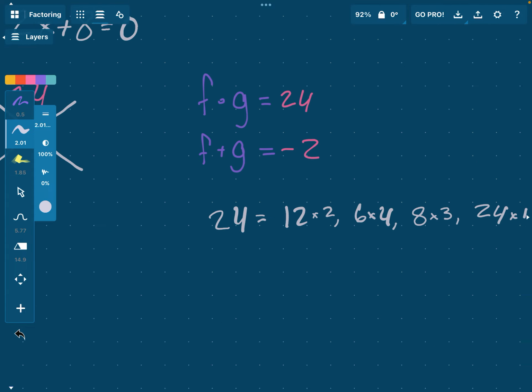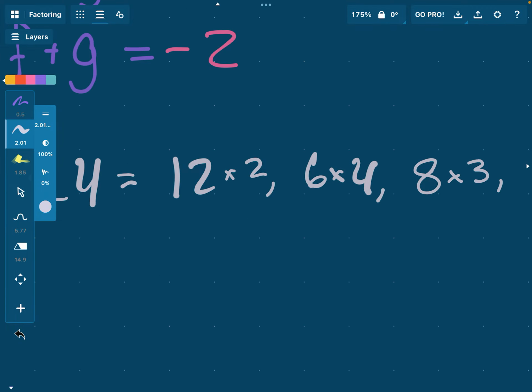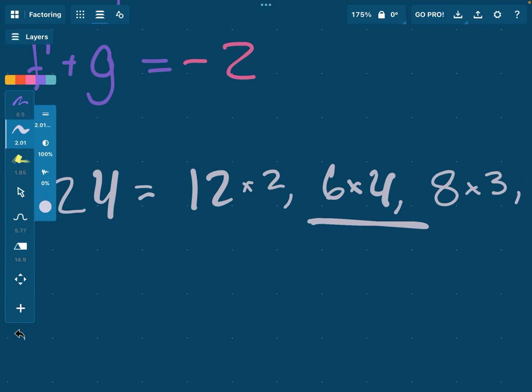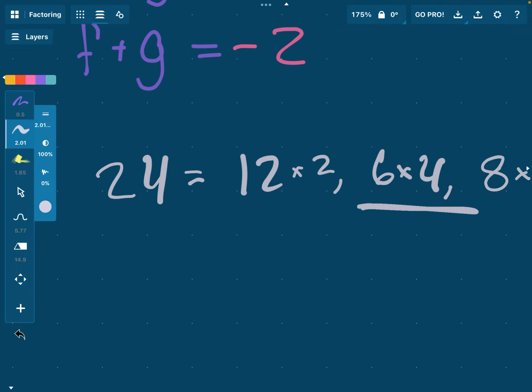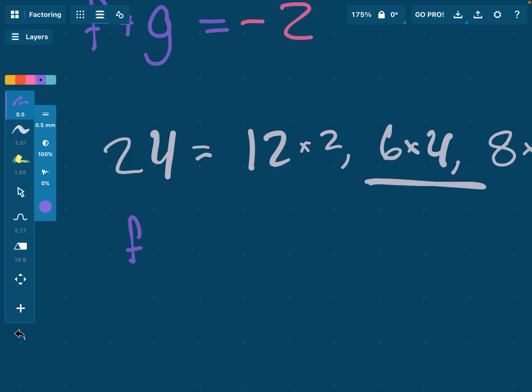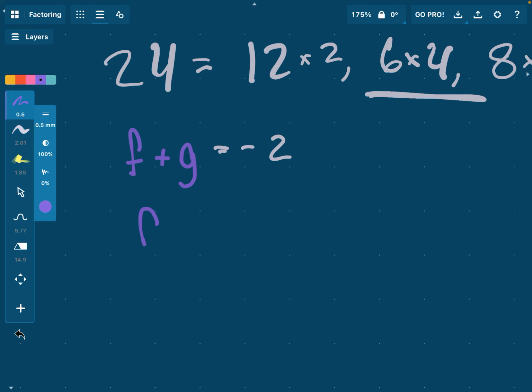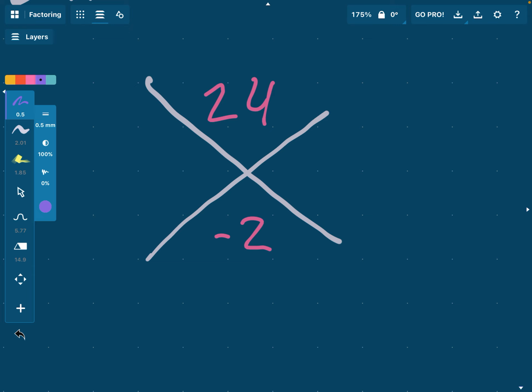Obviously, the only ones that can give us 2 when we add them is going to be 6 times 4. And since the 2 is negative, we know that our larger number is going to have to be the negative number. So f plus g still equals negative 2. F is going to be equal to negative 6, and g is going to be equal to 4. So now we can put these up here as well: negative 6 and 4.